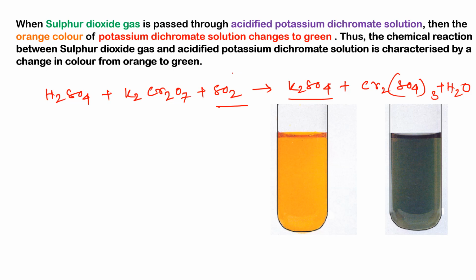So in this case we can say that there is a change in color, because the potassium dichromate solution is actually orange in color. Whenever the reaction happens, it turns green. As you can see in this diagram, the orange color potassium dichromate solution turns green. So there is a change in color, and we are able to say that the chemical reaction has happened.